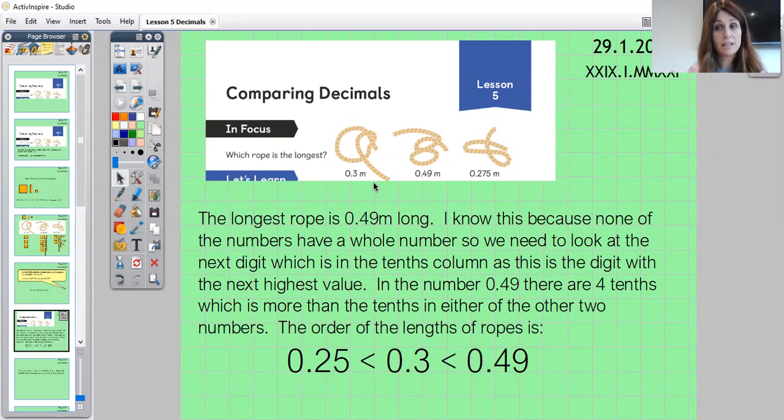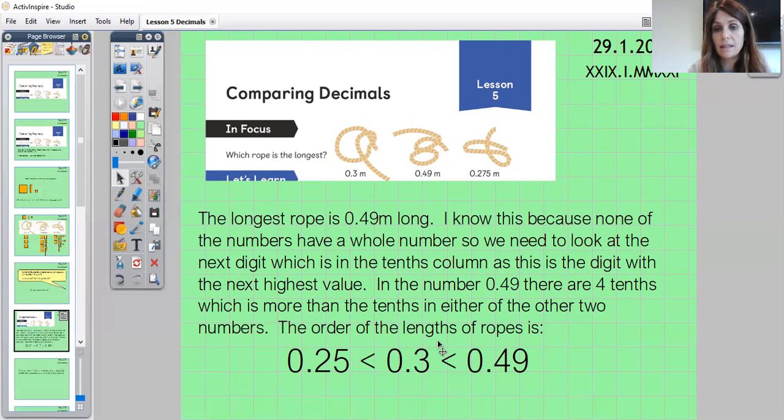If you stop there, that's not okay. You've got to carry on. You've got to explain how you know. So "I know this because" is a really good phrase for us to use. I know this because none of the numbers have a whole number, which would show us the largest number. That's the digit with the largest value, but there's nothing in any of those columns. So I have to move to the next digit, which is the tenths column, as this is the digit with the next highest value, okay? And in the number 0.49, there are 4 tenths, which is more than the tenths in either of the other 2 numbers.